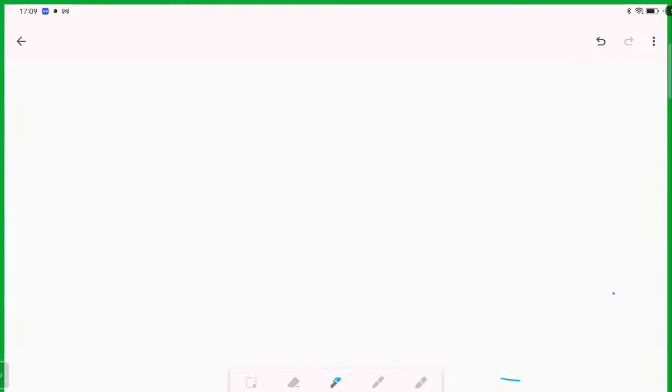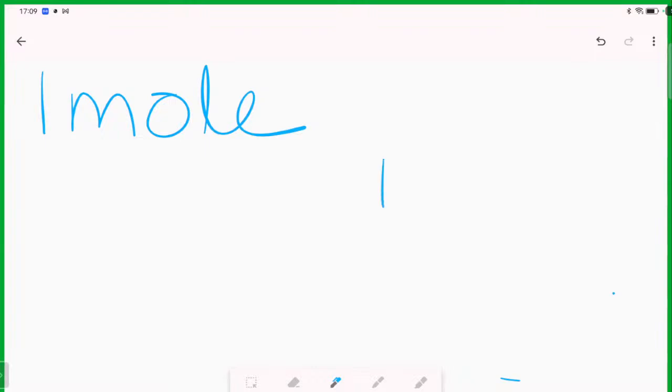And the next question in our list is, what is 1 mole? 1 mole का क्या मतलब होता है? For example, when we talk about eggs, let's say we are talking about bananas, right? Let's say we are talking about bananas.